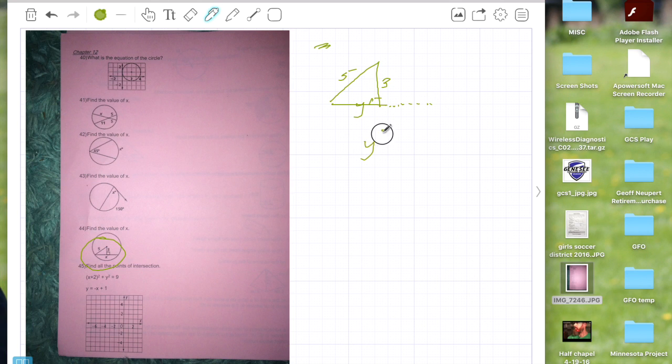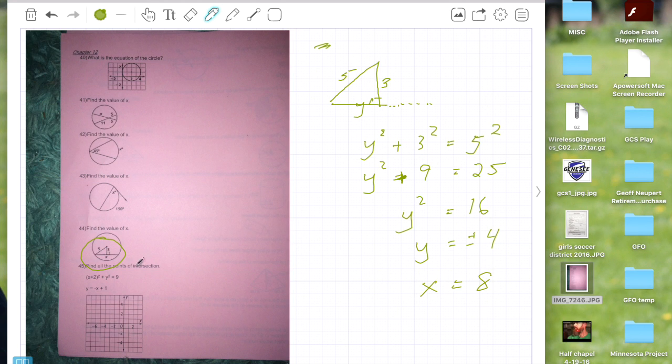And of course, y squared plus 3 squared equals 5 squared. And so you have y squared plus 9 equals 25. Subtract 9 from both sides, so y squared equals 16. So y would equal plus or minus 4. Of course, we take the plus 4 and double it, and x would equal 8. So that's number 44, basically how to do that one.